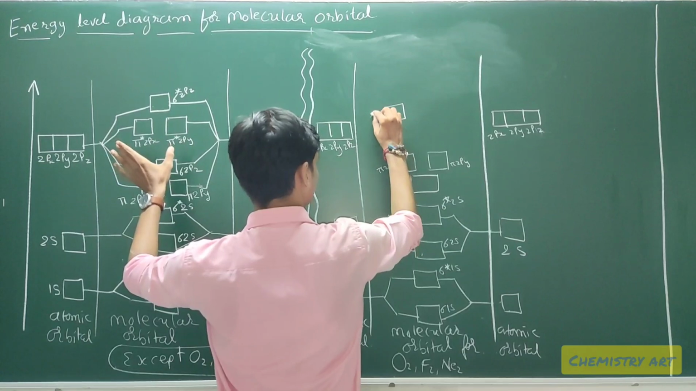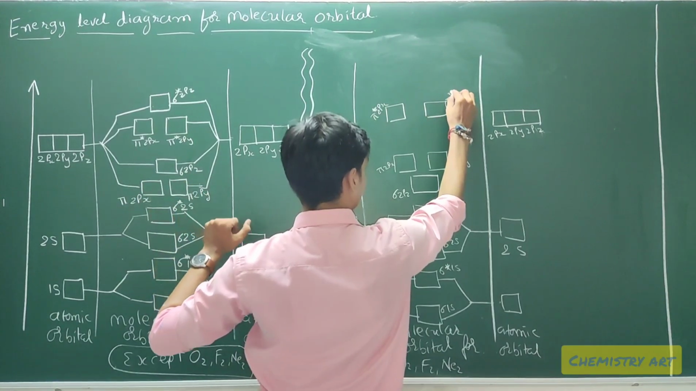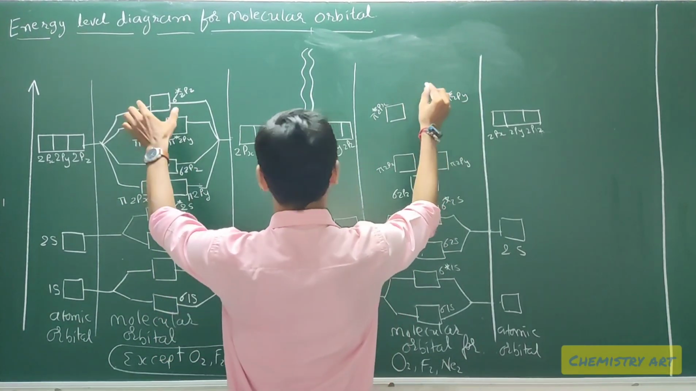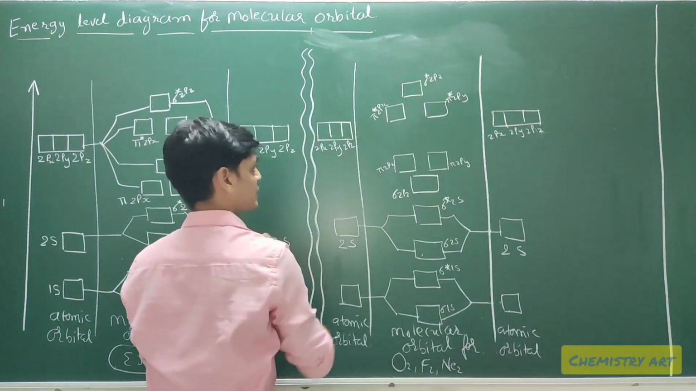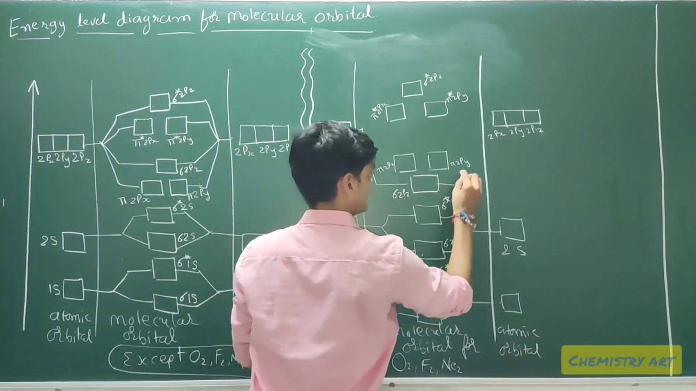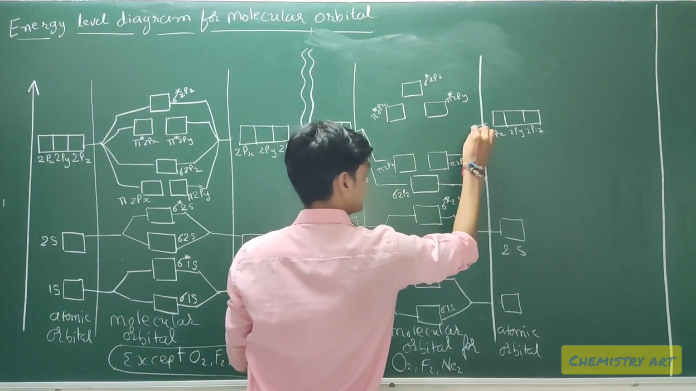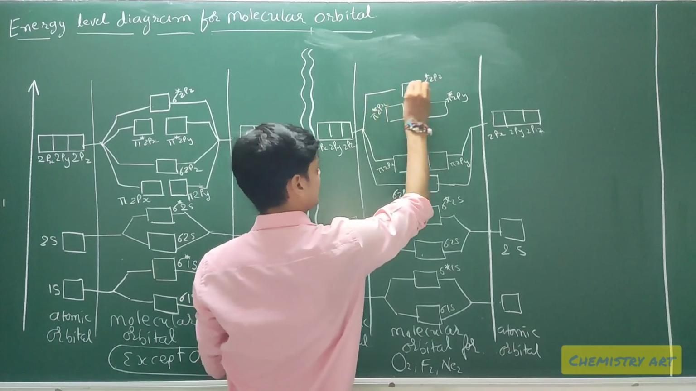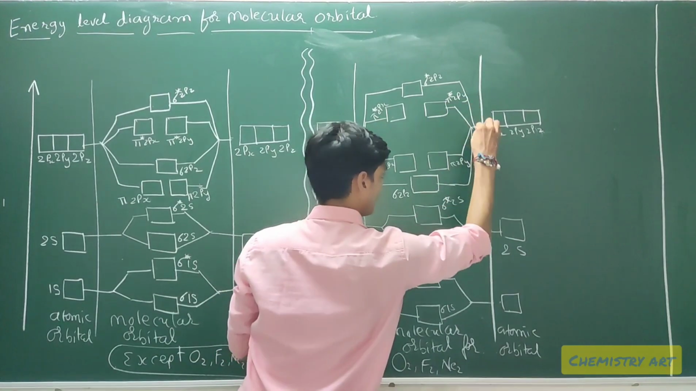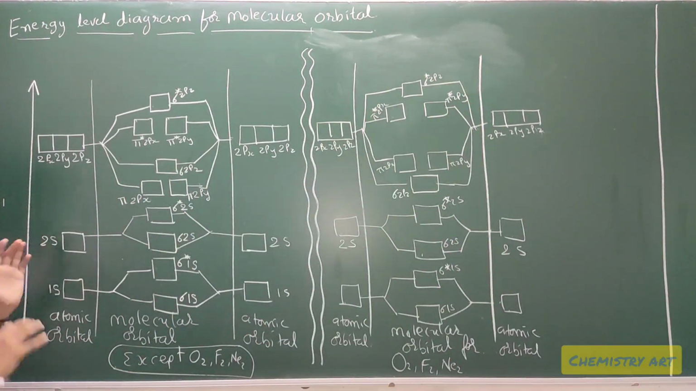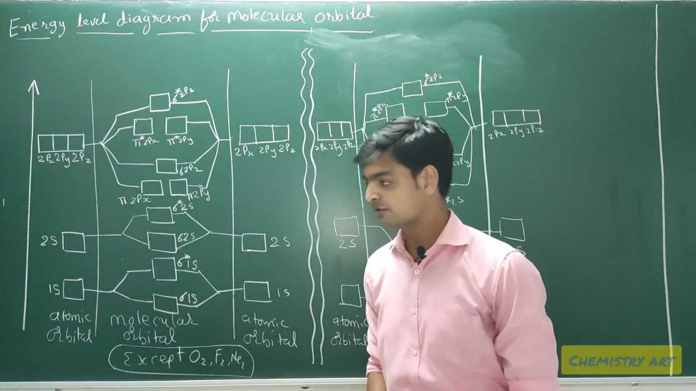And now for the anti-bonding, the order will be the same. Here it will be pi star 2px and pi star 2py and sigma star 2pz. So this is the order for molecules like oxygen, fluorine. And now we have to fill the orbitals. So these are two diagrams of the homonuclear molecular orbitals.